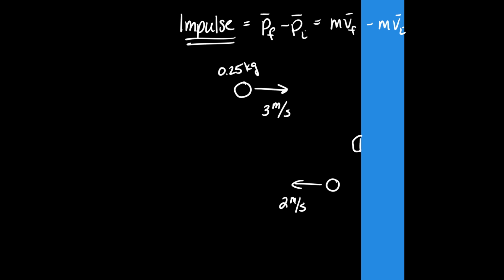Before I reveal the answer, did you take into account the direction? Did you notice the ball changed direction? And did you decide on what direction is positive before you started? If you didn't, your answer is probably wrong. For example, if I make this way the positive direction, then my final momentum would be 0.25 times negative 2 minus 0.25 times positive 3. Did you take into account direction? You see, momentum is very much rooted in direction. It's one of the most important parts about momentum. All right.